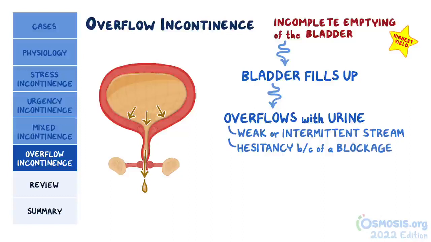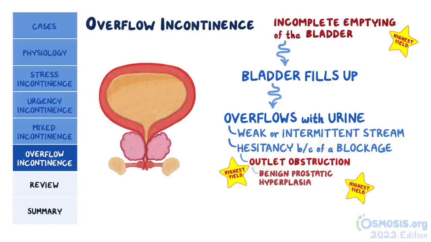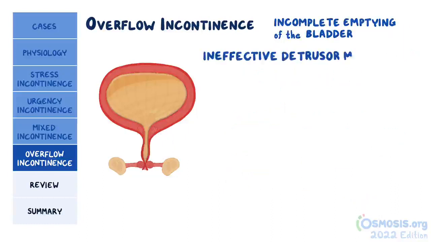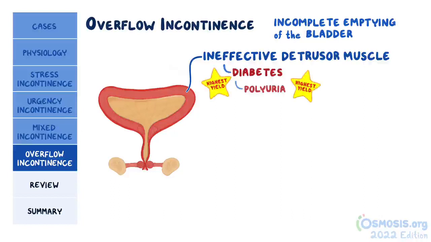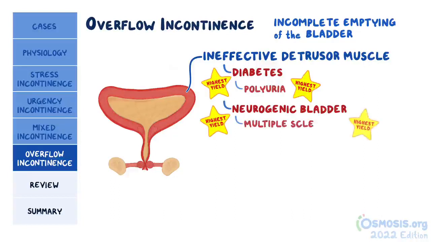For your tests, remember that one cause is the blockage in urine flow due to an outlet obstruction, like with benign prostatic hyperplasia in males. Also, remember that another cause is an ineffective detrusor muscle which contracts too little and can't push out all the urine in the bladder. Now, an ineffective detrusor muscle can be caused by diabetes, in which case there will also be polyuria, or it can be caused by a neurogenic bladder that's associated with multiple sclerosis.